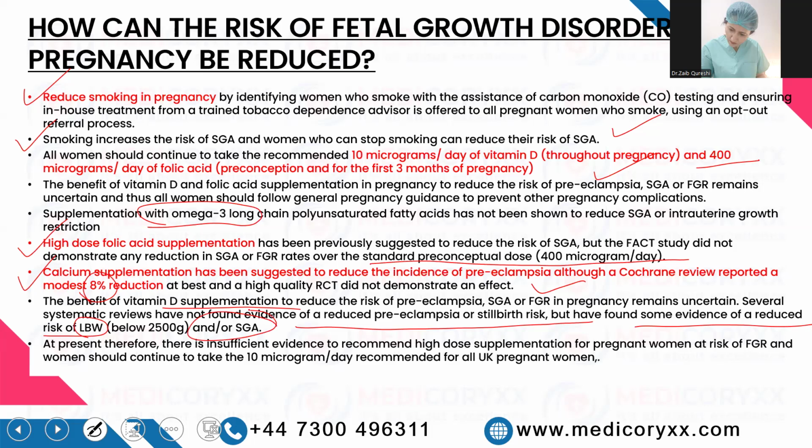So what are the strategies? Stop smoking, give them vitamin D, give them the standard dose of folic acid. Give them calcium supplementation. Calcium supplementation will reduce the chances of having low birth weight as well as FGR and SGA. There is an uncertain role for omega-3 long chain polyunsaturated fatty acids, and there is insufficient evidence that high dose folic acid is going to reduce it. Clear this thing, because now things are easy, isn't it?